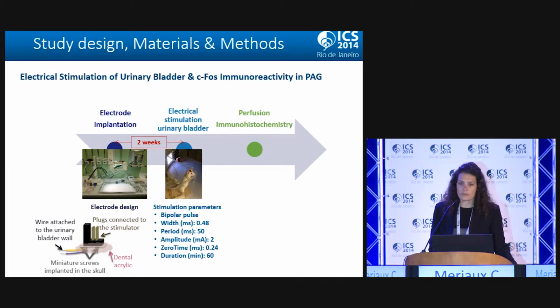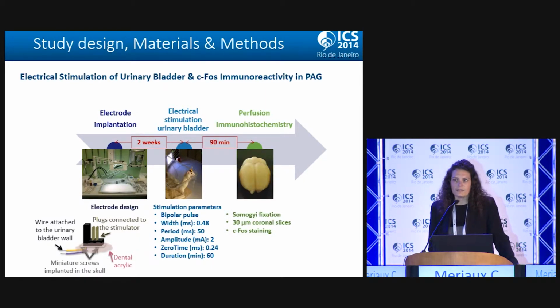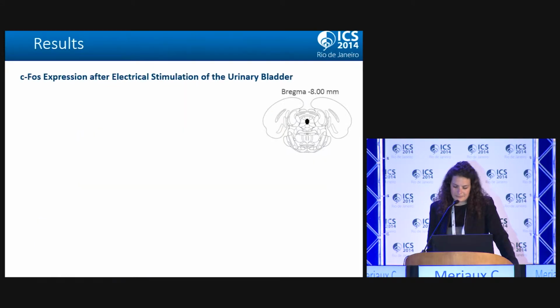stimulation was administered to the stimulated group during 1 hour with the following parameters, that we established to lead to a subtle contraction of the bladder without increasing the voiding frequency. And after 1 hour and a half, that is the optimal time to start detecting the activity of the neurons in the PAG, we sacrificed the animals by perfusion, and we processed the brain for c-Fos staining.